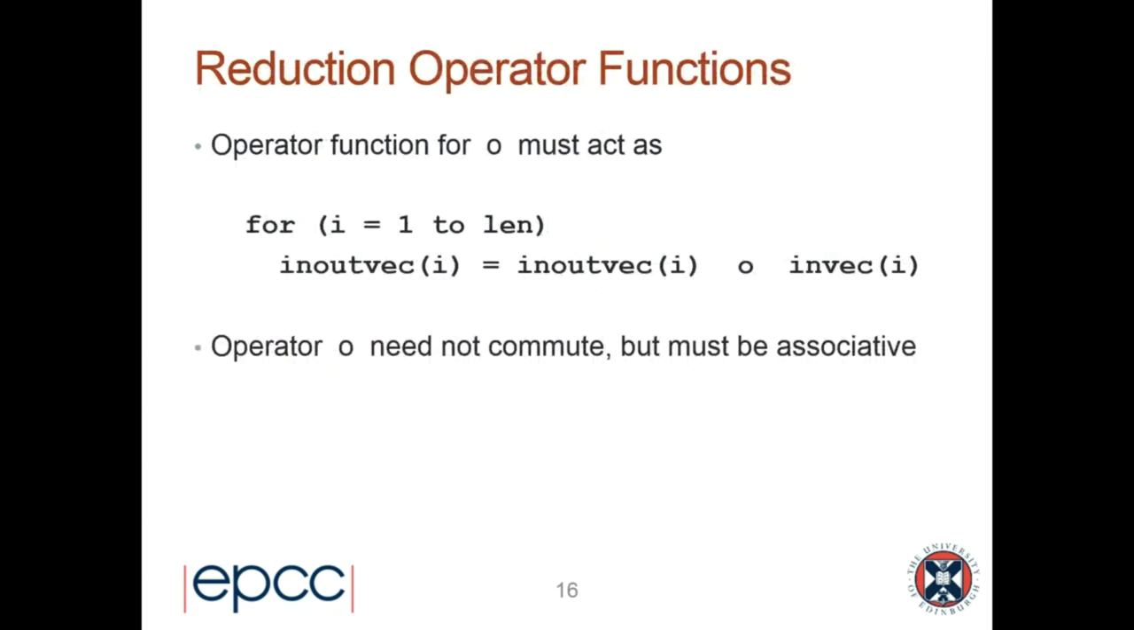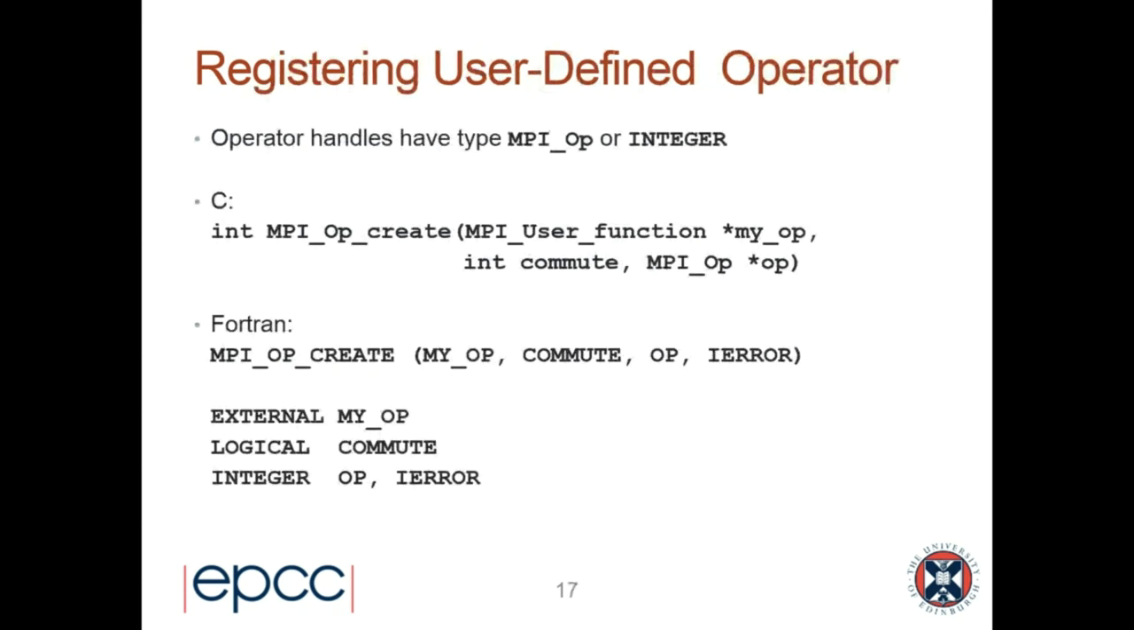The reduction operation has to have this: the operator need not commute, but must be associative. And you have to register it. So once you've written your function, which is an MPI user function, you pass it to MPI and say, look, I want you to register this function. I tell you whether it commutes or not, because if it commutes, then MPI has more freedom how to apply it. If it doesn't commute, it's more restrictive. And it gives you back a new reduction operation, which once you get it back, you can use subsequently.